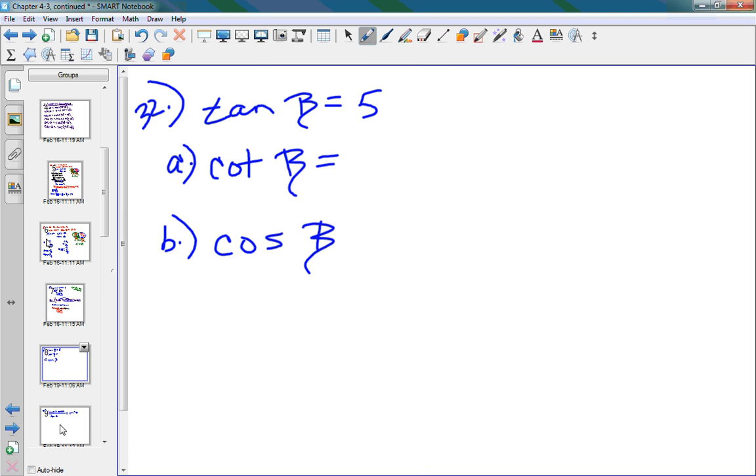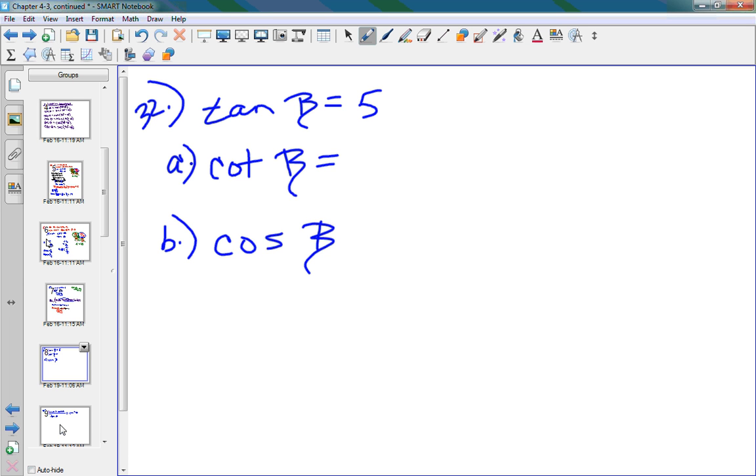This is number 32 out of tonight's homework. Now again, you can put this into a triangle, but am I going to give you credit for it? No. You can use your logic skills with the triangle to check your answers, but I expect you to use your trig identities to get the answer. Do we understand that? So, you are given the tangent of beta is equal to 5. They want you to find the 4 remaining things.